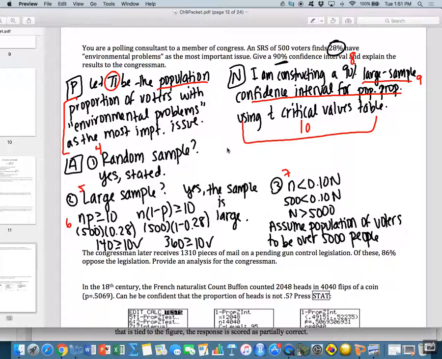Anytime it's a confidence interval, it's always the T critical values table. Okay, do we have any questions on what we've done so far? Okay, we will finish this tomorrow.